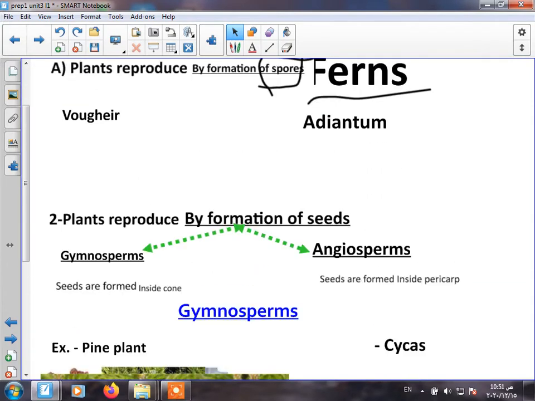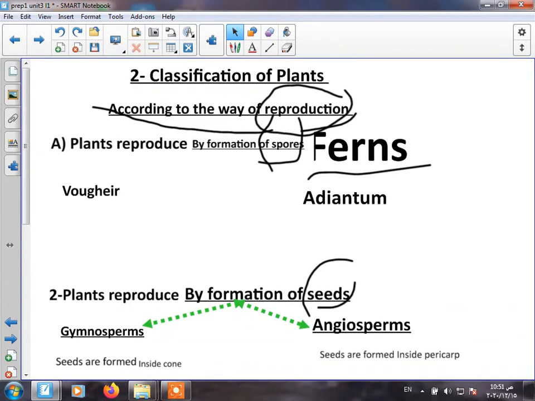The second way of reproduction is formation of seeds. I have some types of plants that reproduce by formation of seeds. These plants form seeds, and these seeds in soil will produce a new plant. So the first type is formation of spores.